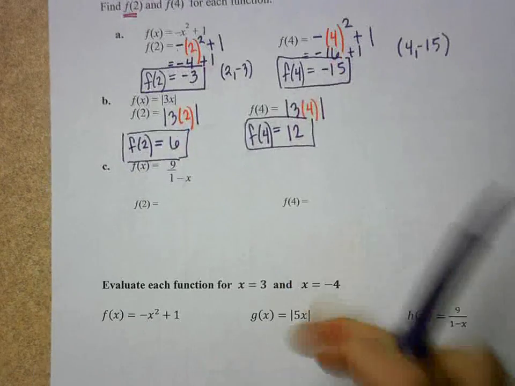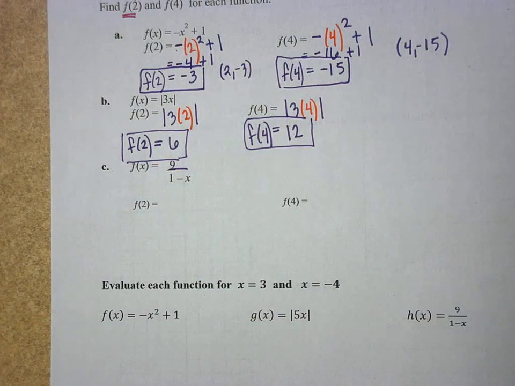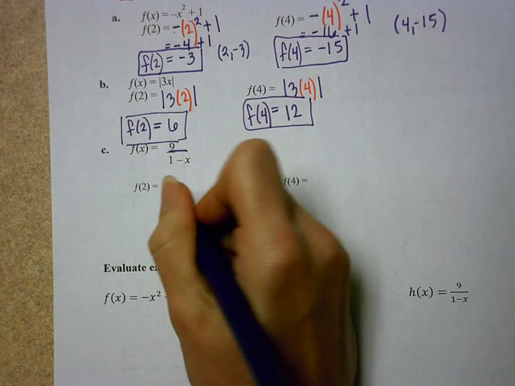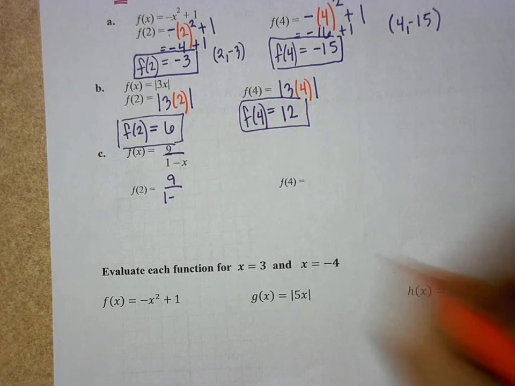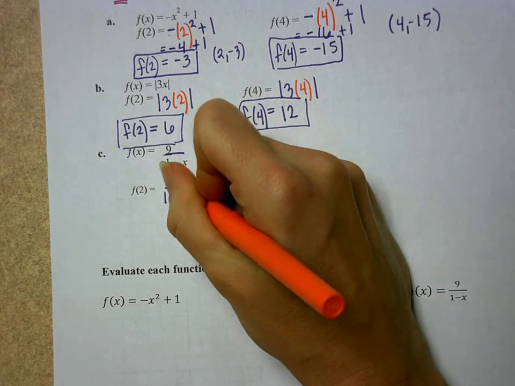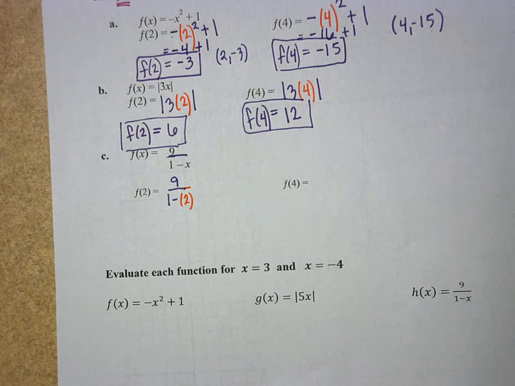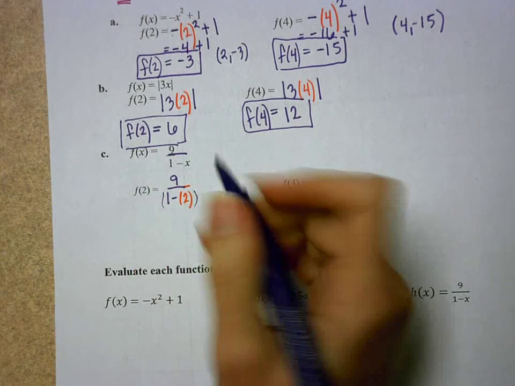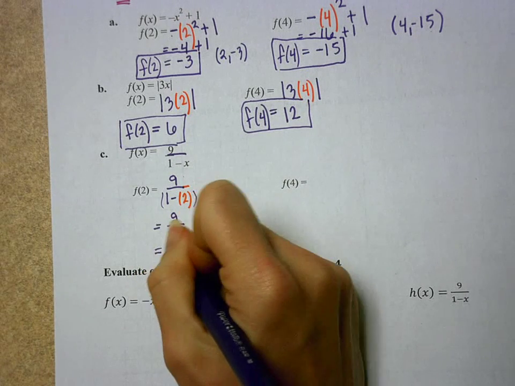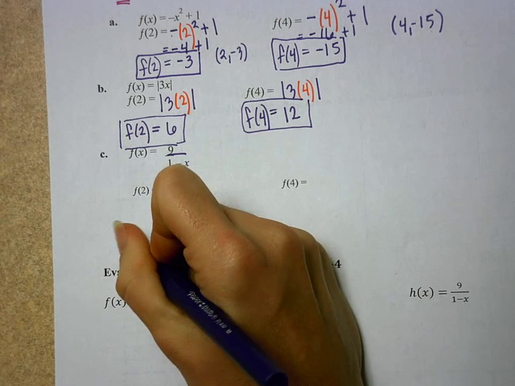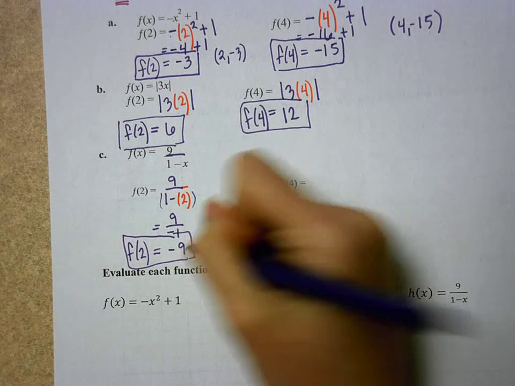Let's try letter C. This is supposed to say 9 divided by all of 1 minus x. So we know our x value is 2. We go ahead and place that in. 9 over 1 minus 2. Now remember, your numerator and denominators are grouped like they're in parentheses. So let's do the parentheses first. Let's do that denominator. 9 over negative 1 comes out to be negative 9. So this function, when you plug in 2, is equal to negative 9.